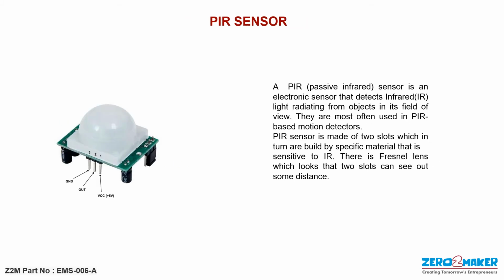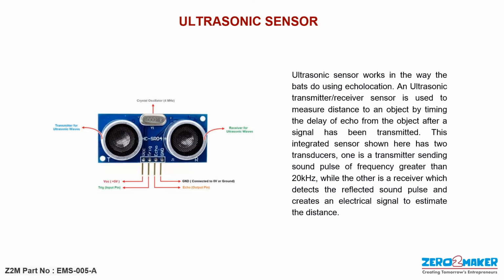PIR sensor, passive infrared sensor, is an electronic sensor that detects infrared light radiation from objects in its field of view. They are often used for PIR based motion detection. Here 3 pins are available: VCC, ground and pin out. 2 potentiometers are also there to control its radiation and adjustments.